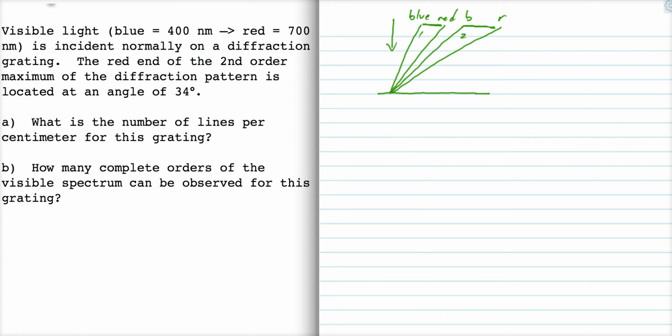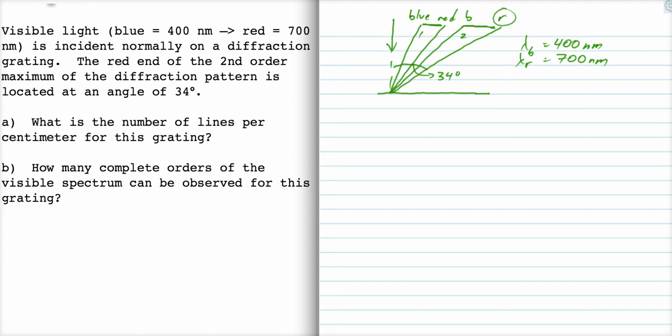Okay, now the wavelength of blue light is 400 nanometers, and the wavelength of red light is 700 nanometers. And what we're interested in is the red end of the second order maximum, and we're told that the angle that the red end makes with the second order is 34 degrees.